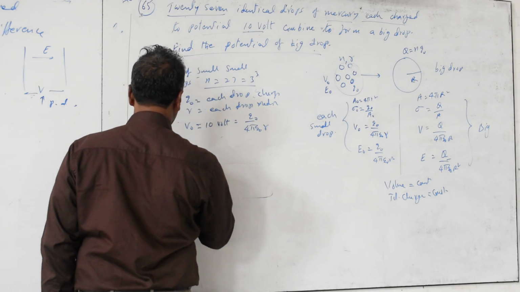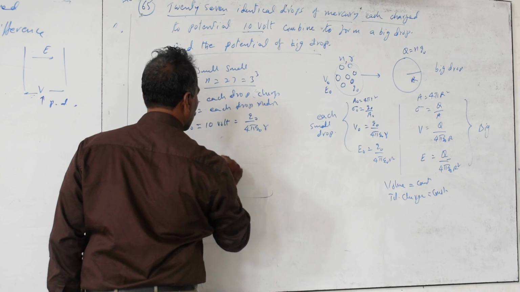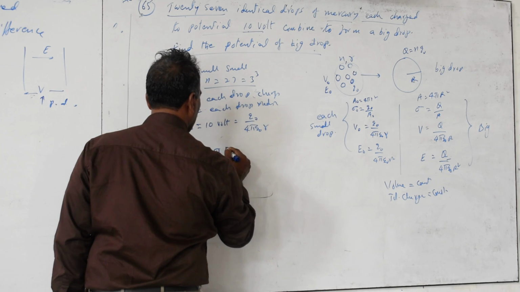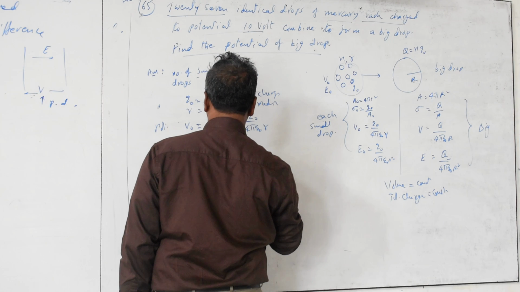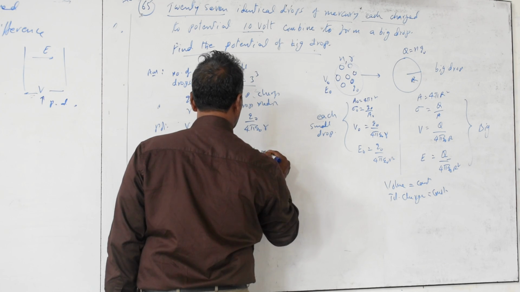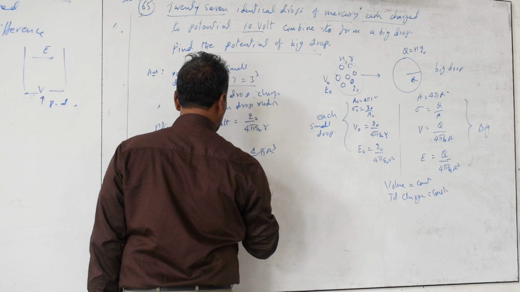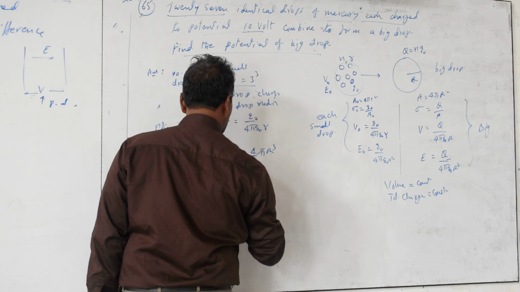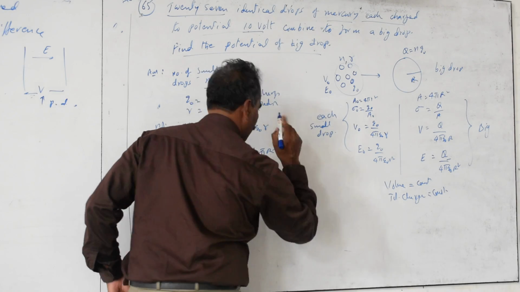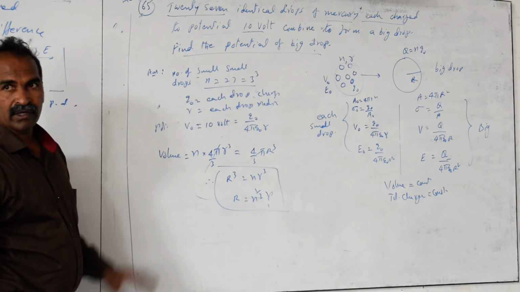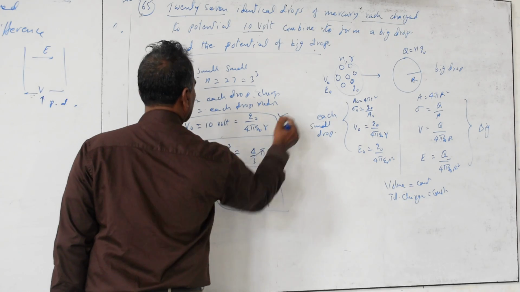So here volume is constant. The volume for the small droplets is n into volume of each sphere, 4 by 3 pi r cube, which equals the bigger drop volume, 4 by 3 pi capital R cube. Cancel this 4 by 3 pi, so we get the relation R cube equal to n into r cube. R is equal to n to the power of 1 by 3 into small r. This relation you need to remember, and in your first topic, surface tension, also this relation you need to remember. This is very important. Next, this is the potential form, and this is the radius form.